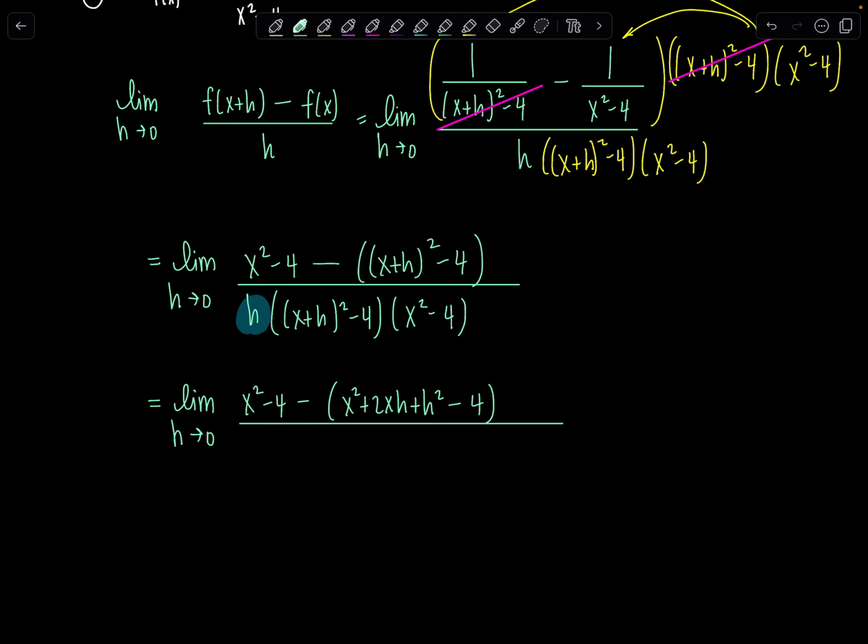x plus h squared is x squared plus 2xh plus h squared, okay? And then now hopefully we can just cancel out stuff in the numerator, right? You don't have an h, goodbye. You don't have an h, goodbye. Perfect.